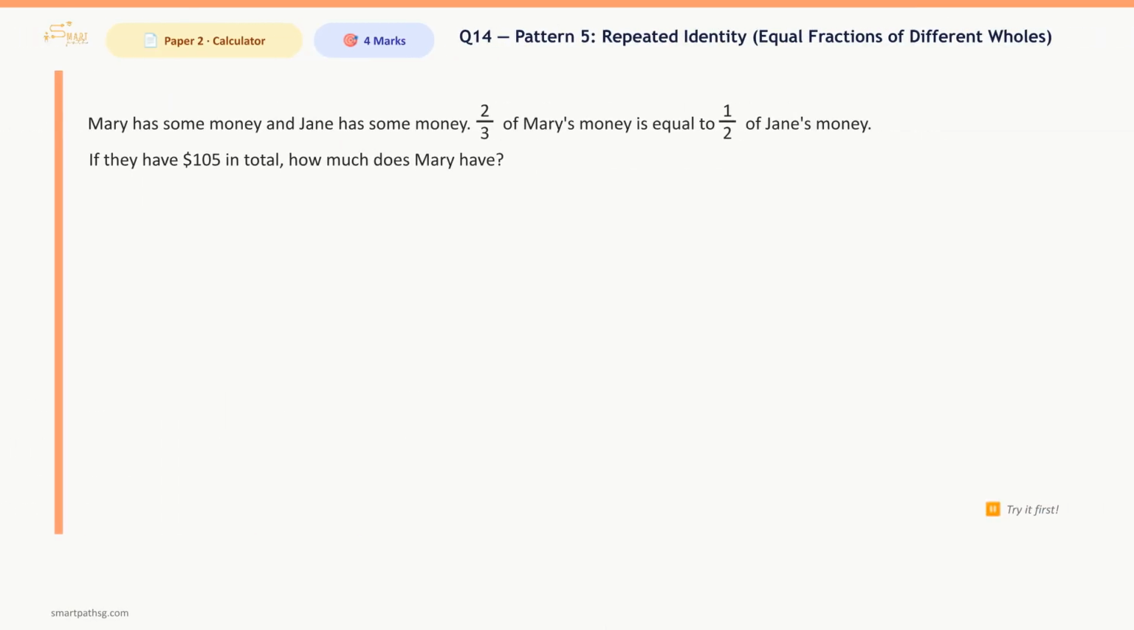Finally, pattern 5 is the repeated identity problem. Mary has some money, and Jane has some money. 2/3 of Mary's money is equal to 1/2 of Jane's money. If they have $105 in total, how much does Mary have?